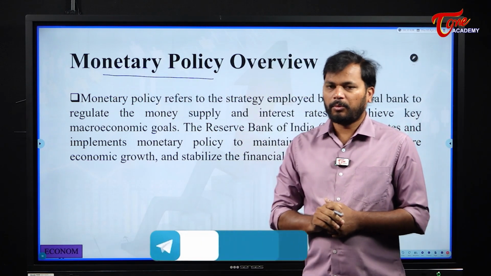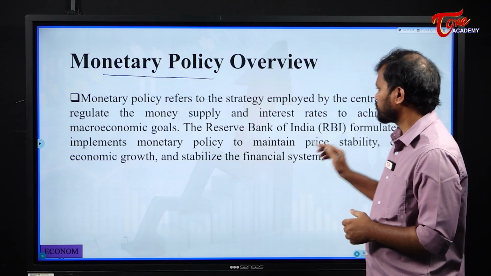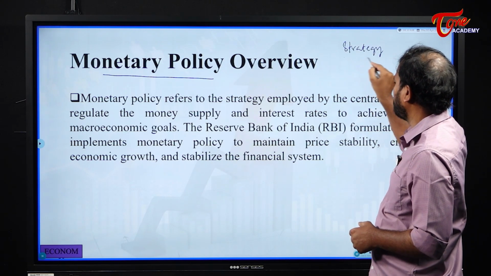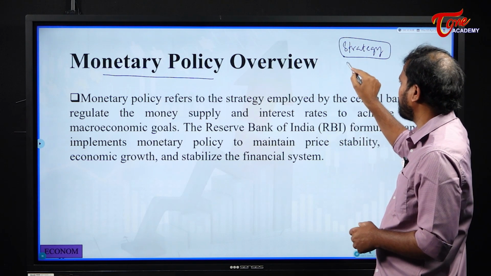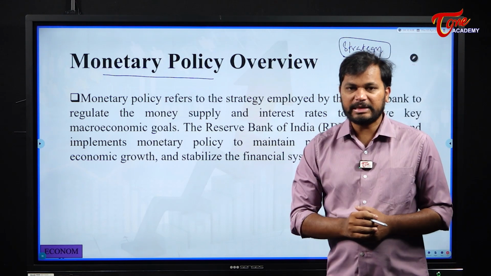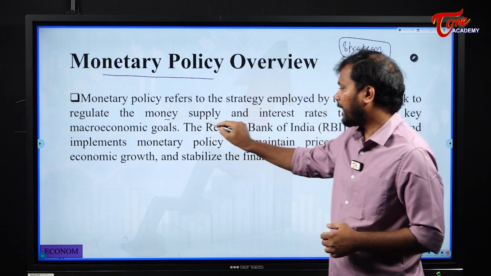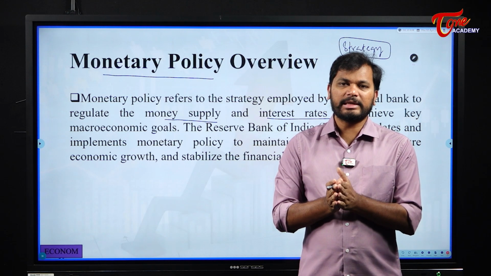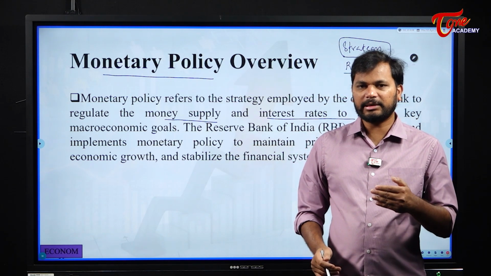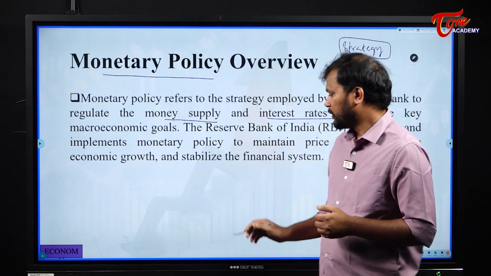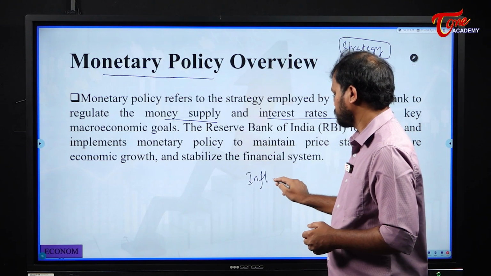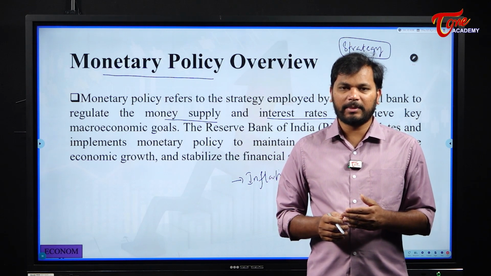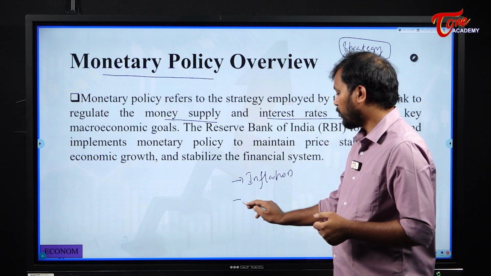See, monetary policy is nothing but the instrument, or the strategy, that is employed by the central bank, that is the RBI, to regulate the money supply and interest rates. If the money supply in the market is not regulated by the RBI, what will happen? It will lead to inflation. And if the interest rates are not regulated in the market, it will lead to the crowding out effect.